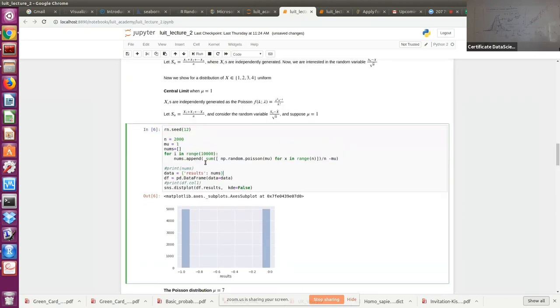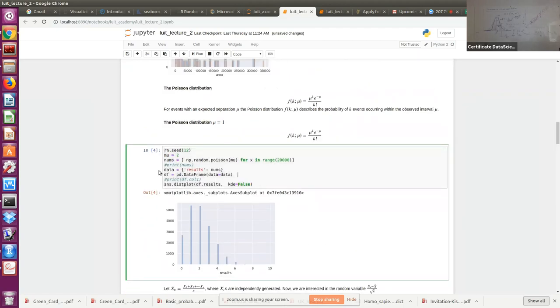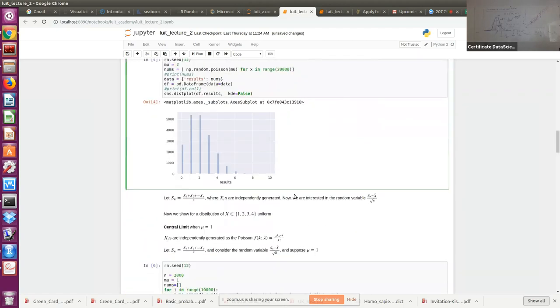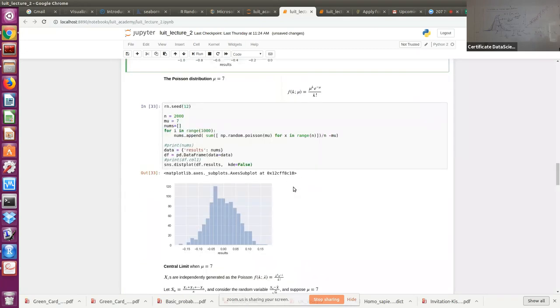Let's see. So what are we doing here? I am taking a range of 10,000 random variables. I am computing the range. Let me see here. Data nums, right? So I want to sum them up for you and divide by Sn. Okay, so let me go there again.